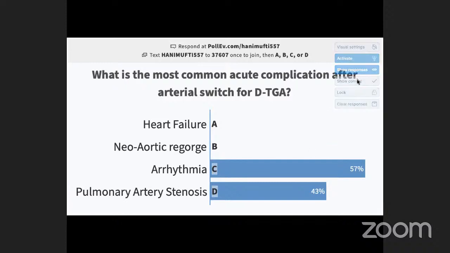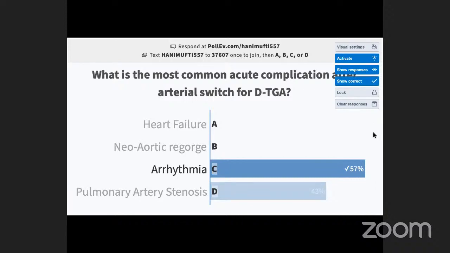Okay, the correct answer is arrhythmia. Pulmonary stenosis is common, but it's not acute. Usually they have pulmonary stenosis within the first 6 months after the procedure. We were talking about acute post-operatively, like something that will not let you get out of the OR, or something you will find within the first 24 to 48 hours that you have to take them back to the OR.